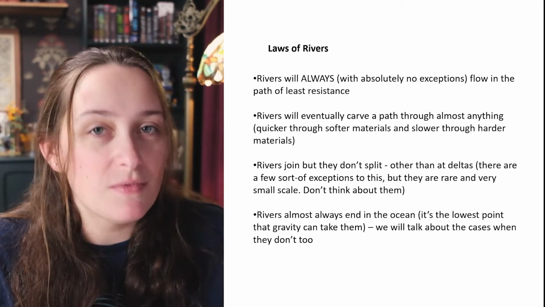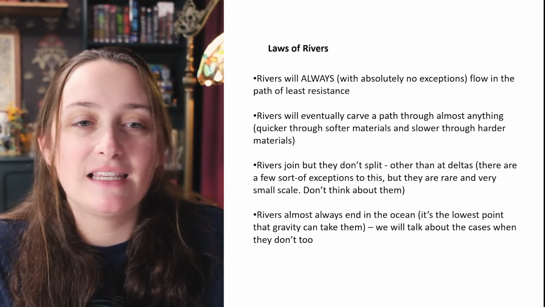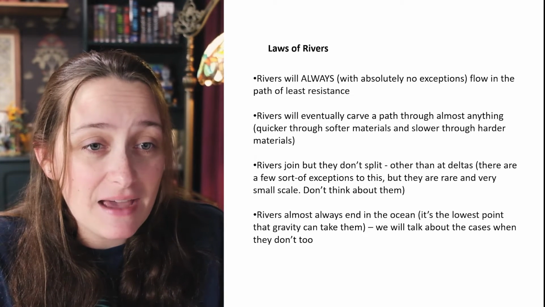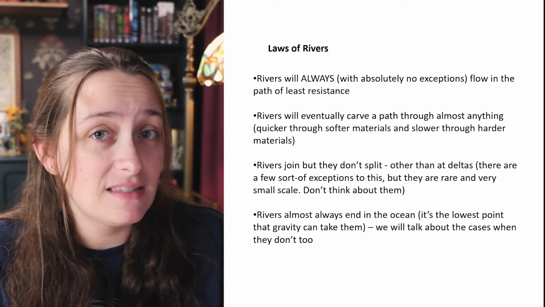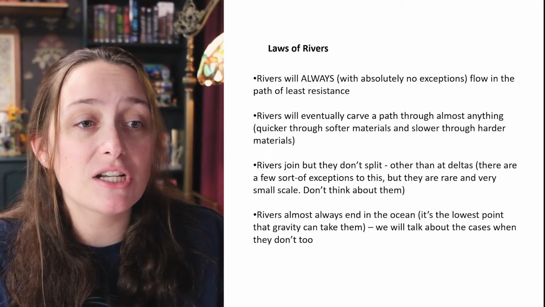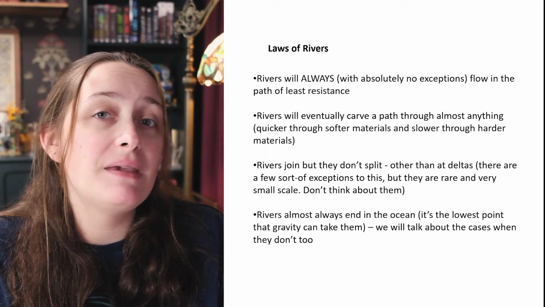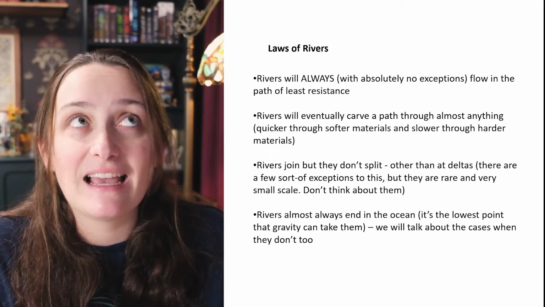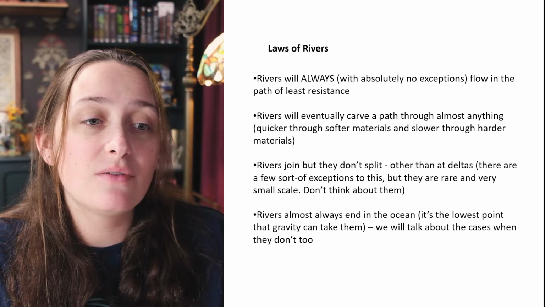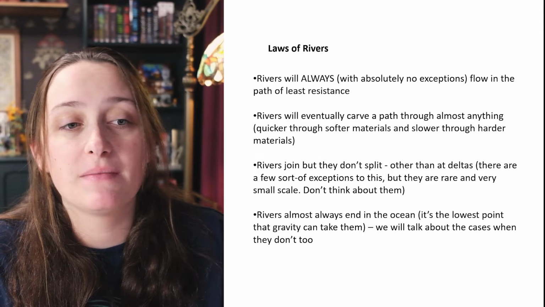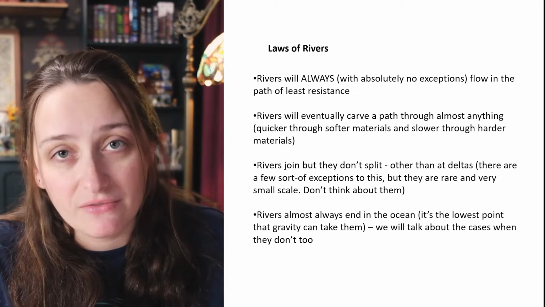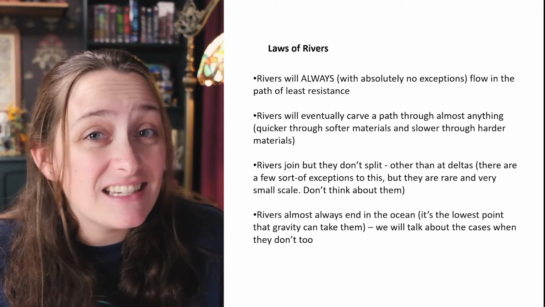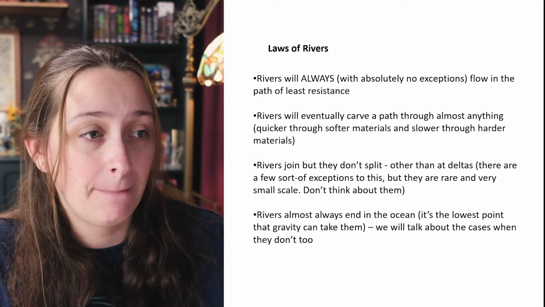Four, rivers almost always end up in the ocean. It is the lowest point that gravity can take them, and there's maybe 10 to 20% of rivers that end in other ways, such as evaporating fully in a desert, going underground, and meeting inland seas, lakes, and wetlands. The reverse of these laws account for some of the most common mistakes in river world building. Rivers that split, rivers that flow uphill, rivers that connect different oceans, etc.